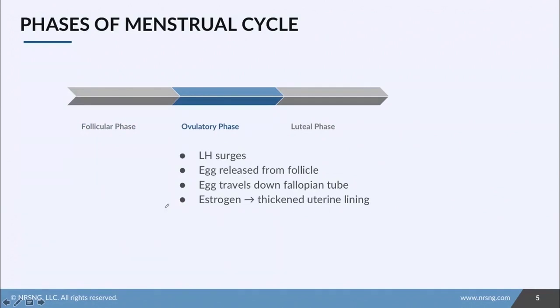Then in our ovulatory phase, the LH is going to surge. The egg is going to be released from the follicle. So that follicle that has the egg, it's going to be released and travel down the fallopian tube to be fertilized. And then that follicle is secreting the estrogen, and it is going to thicken that uterine lining. It's going to tell that uterus to get ready for implantation if fertilization has occurred.